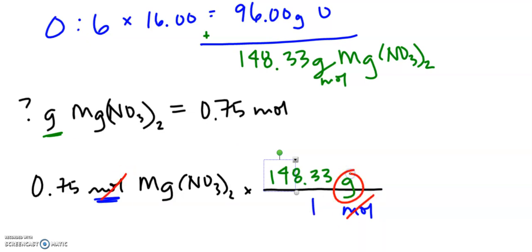We're left with grams. So I grab my calculator, and just like before, 0.75 times 148.33, and I get 111.2 grams of Mg(NO3)2. So there's your quick review of molar mass and then mole conversions with grams.